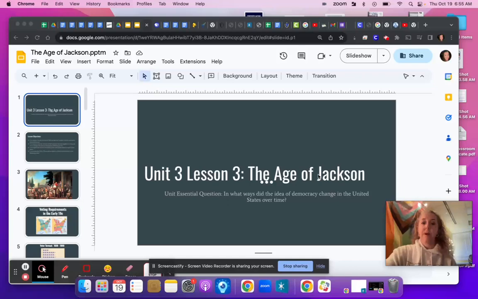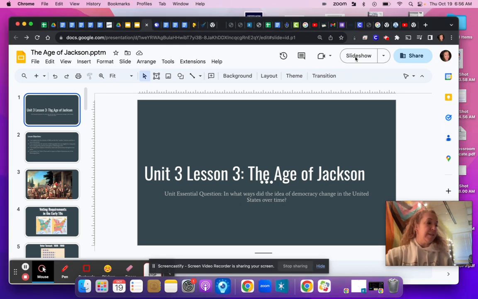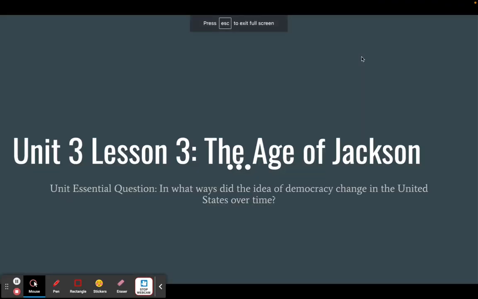So, continuing on our essential question, we are moving on to Jackson. Now, time wise, these things do not seem apart, but they are together because it's all about how the idea of democracy has become bigger. So, Unit 3, Lesson 3, we are looking at the age of Jackson. Our unit essential question: in what ways did the idea of democracy change in the United States over time?